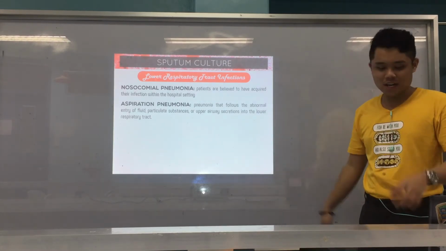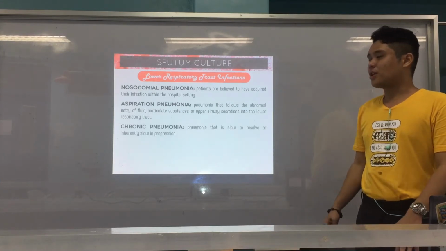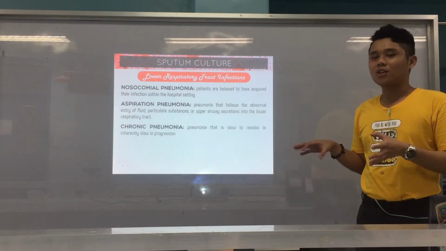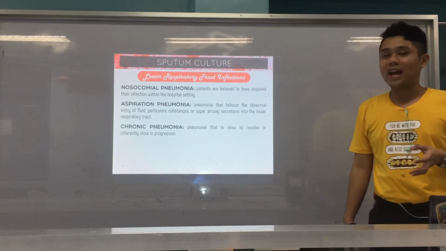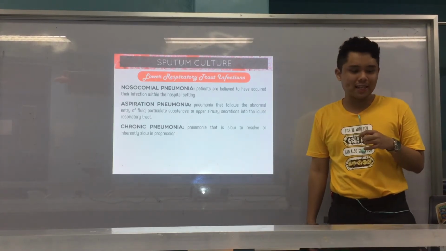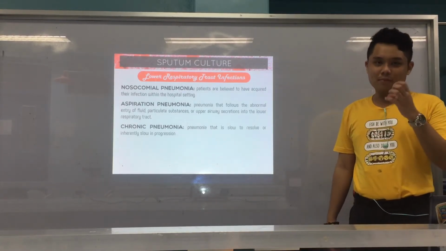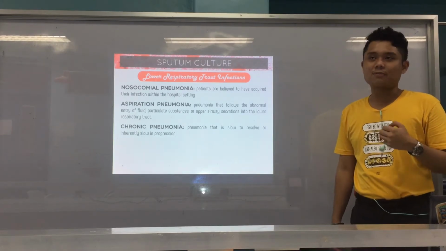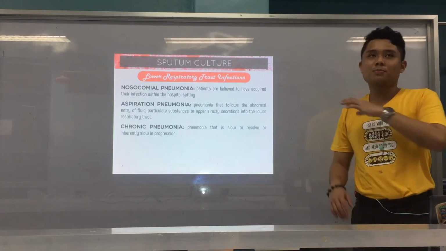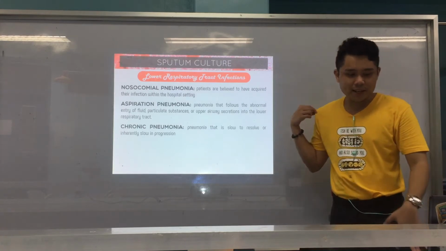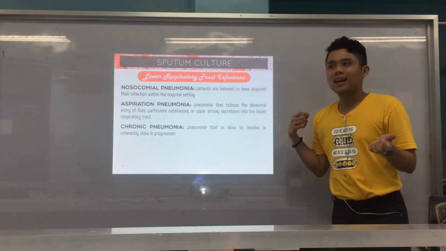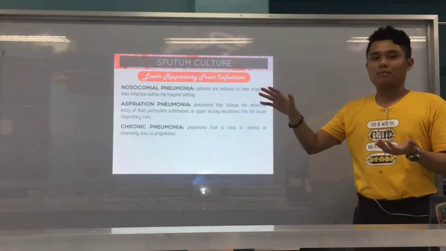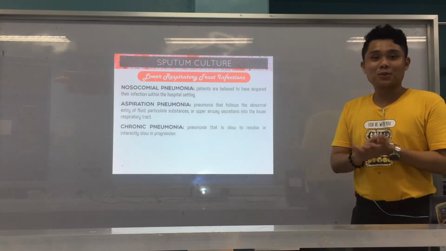Alright, so aspiration pneumonia. Next is chronic pneumonia. Padayon gyud ang pneumonia, no? It's slow to resolve or inherently slow in progression. So it could be, for example, tuberculosis, no? Pneumonia caused by anaerobic bacteria, could be, or other infections that can be long term, okay, no?